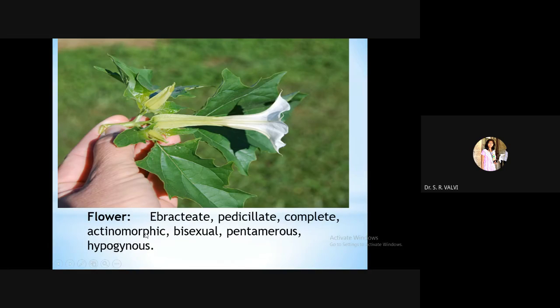Ebracteate, complete, actinomorphic and hypogynous. All these four parts are going to appear in your floral formula as well as in your floral diagram. So please concentrate on this structure. If you don't know this structure, then your floral formula and floral diagram will be incomplete, or it will be wrong.